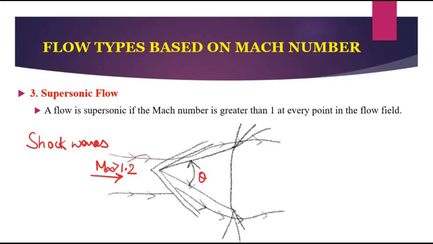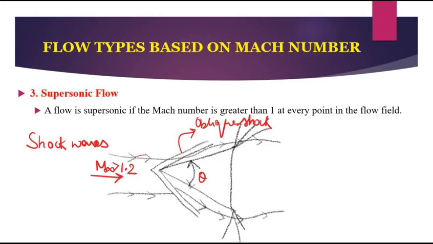So now you can see as there is a shock wave forming over here, there is a discontinuity in the streamline after it is crossing the shock wave. Whereas if you observe the same in the subsonic flow, there is no discontinuity in that streamline. So this is what happens in the supersonic flow. There is a discontinuity across a shock, and this type of shock is known as an oblique shock.